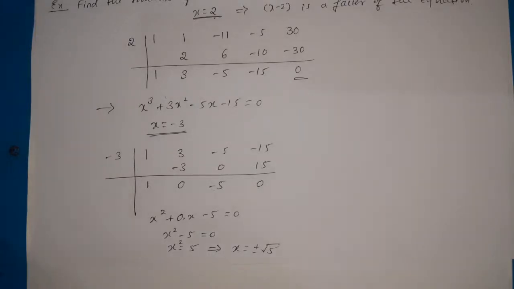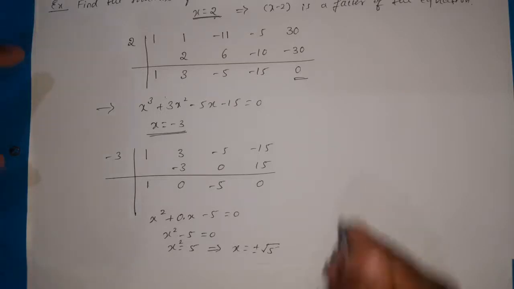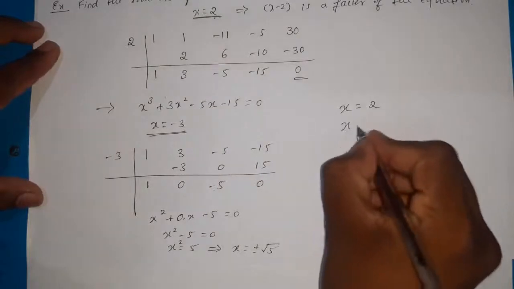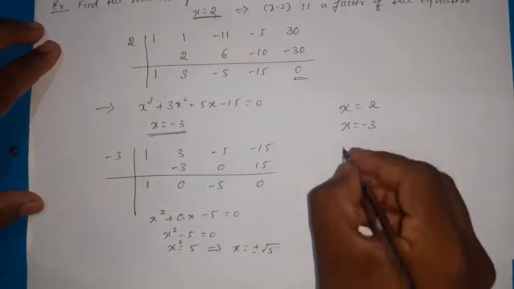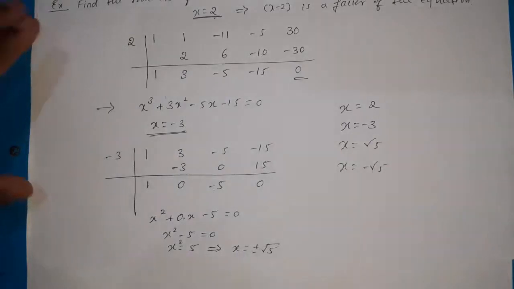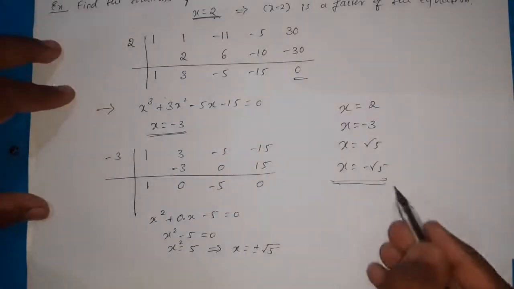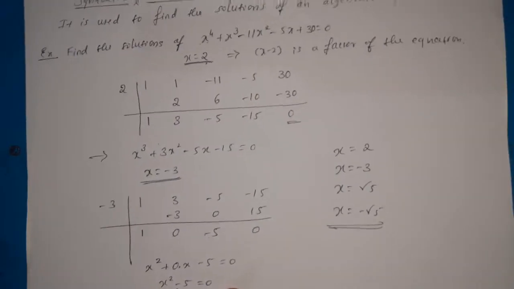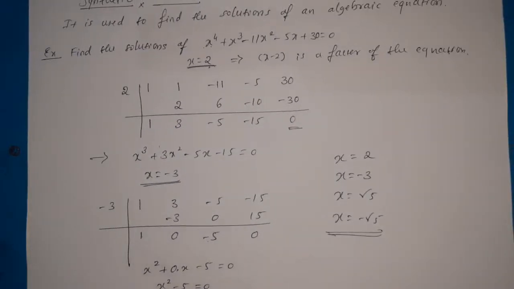So therefore for this equation, x power 4 plus x cube minus 11x square minus 5x plus 30 equal to 0, has 4 roots. So therefore x equal to 2 is the first root, x equal to minus 3 is the second root, x equal to root 5 and x equal to minus root 5. So here we have totally 4 roots and it is easy to find the roots of the biquadratic equation, that is x power 4 plus x cube minus 11x square minus 5x plus 30 is equal to 0.